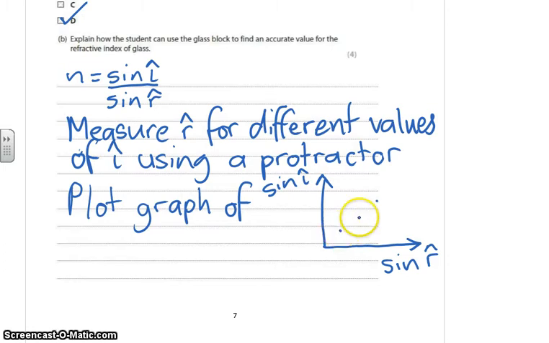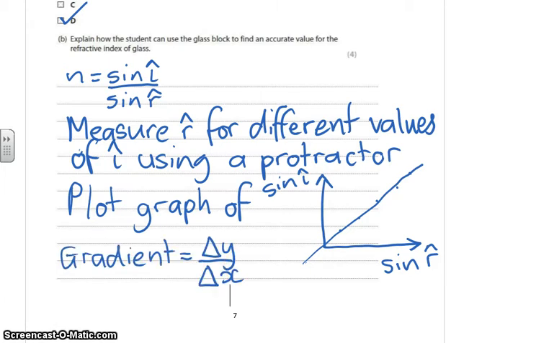You'd end up with your points on the graph like this, and then you'd plot the line of best fit. That gives you a weighted average for all of the results of your experiment. So how do you find n from that? You'll remember this formula from your maths lessons: the gradient is the rise, the change in y, over the run, the change in x.